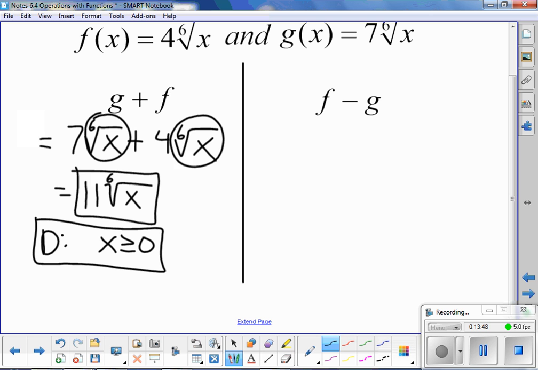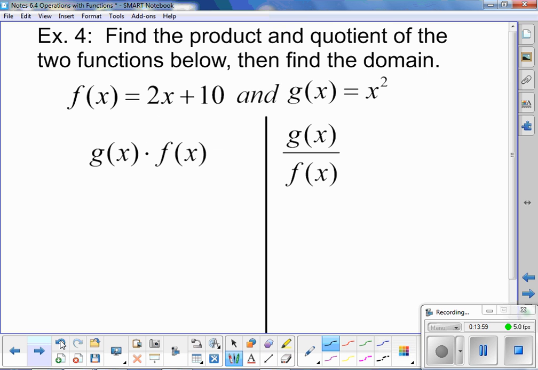There you go. F minus g, just switch them around. You should get negative 3 because basically you're just flipping them around. Negative 3/6 root of x. Same domain. All right, so let's get to this, multiplying and dividing.